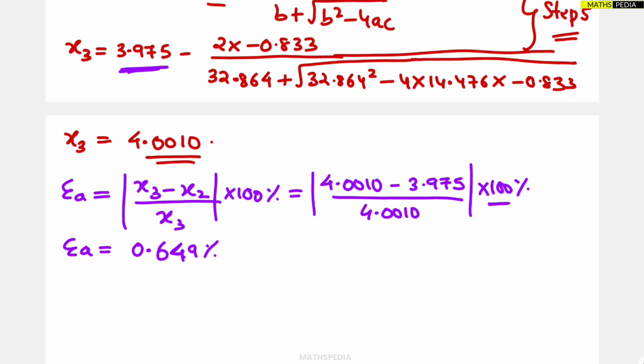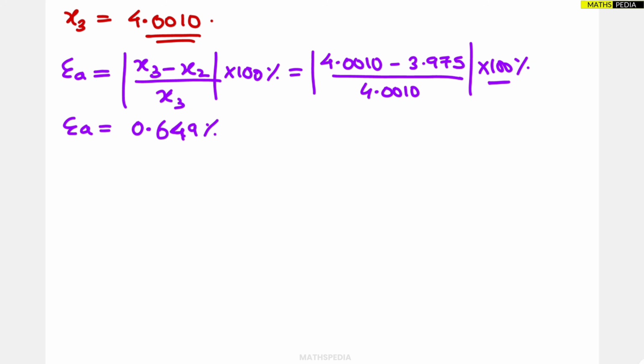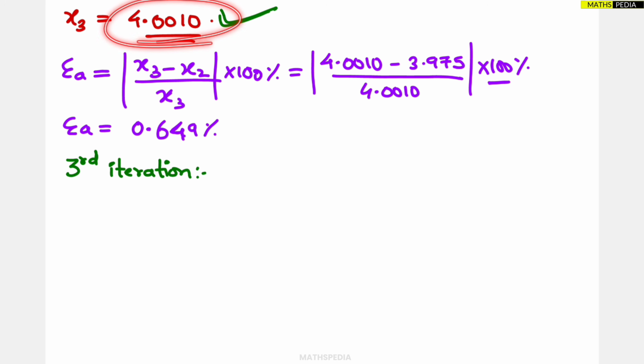If you go for the next iteration, again the error will be reduced. Next approximation, you can go for the next iteration. Okay, we'll do the next iteration also. In this video I'm doing 3 iterations. Now in the third iteration, this is the value we have got. This is the root. If we stop here, this is the answer. Remember, whatever x3 value you are getting, that is the answer.